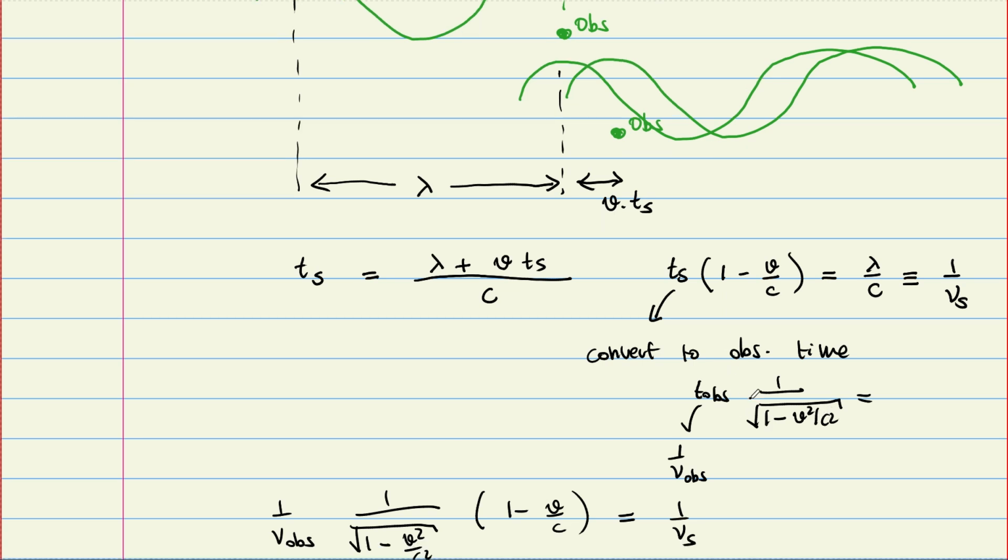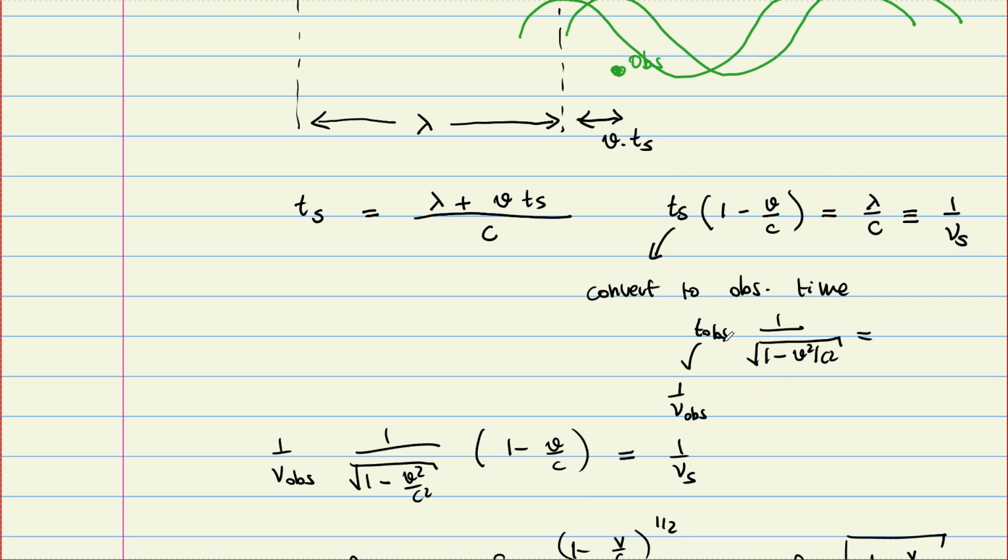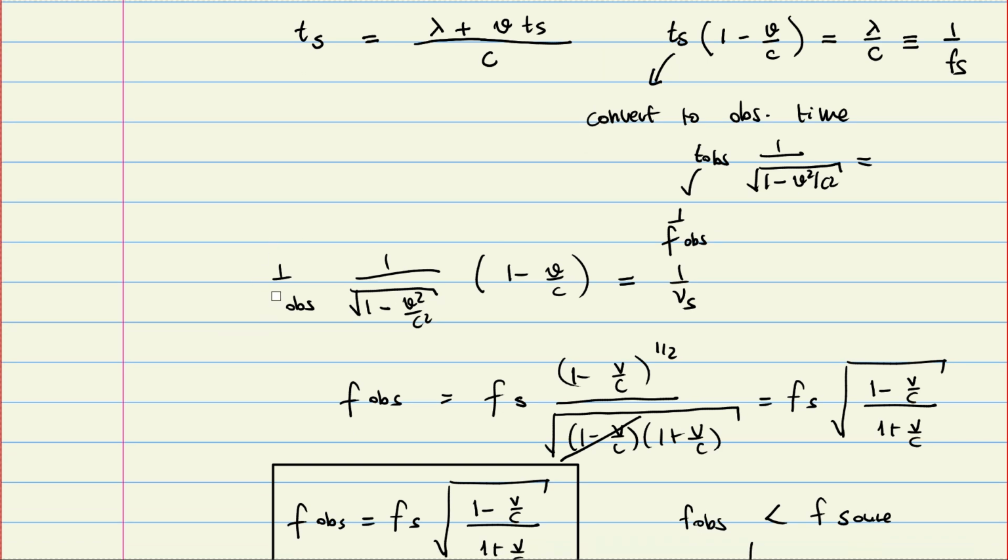To convert from the source frame to the observer frame, we just use the usual time dilation formula. Ts is going to be T observer times the factor, right? And then after that, everything is basically solved. Whenever I see T obs, I put 1 over f obs. Whenever I see Ts, I put 1 over fs. And let me also fix this. This is f. This is also f. And once you solve it for fs, we found the redshift.